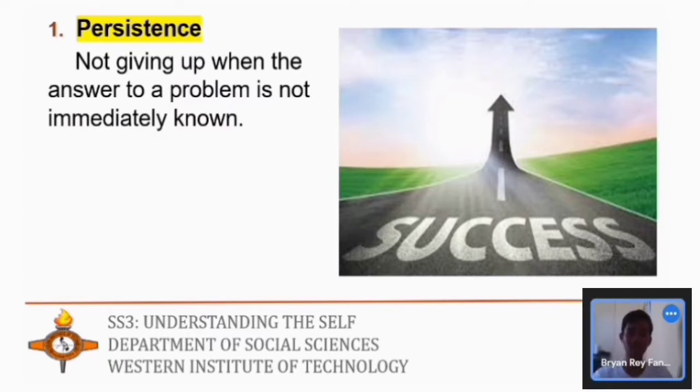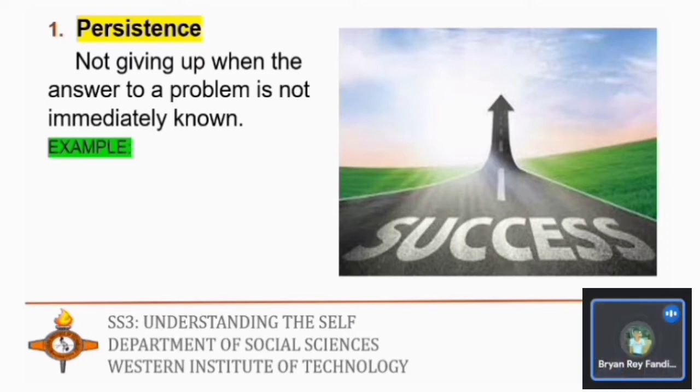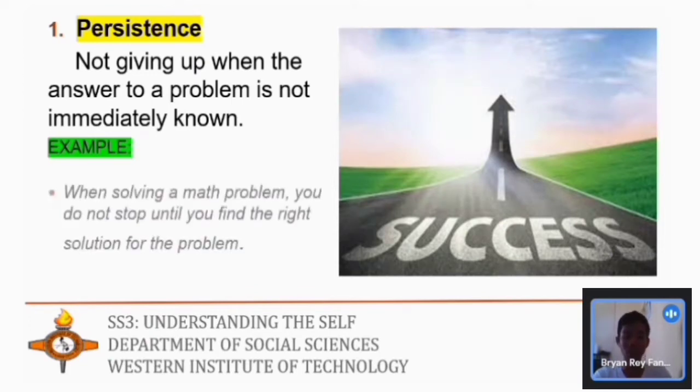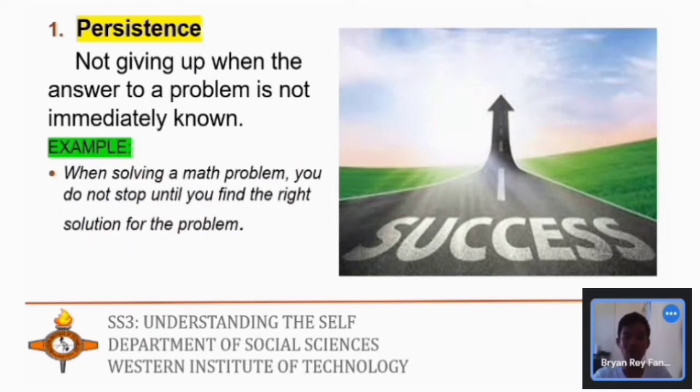Persistence is not giving up when the answer to a problem is not immediately known. They often say, I can't do this, it's too hard, or they write down any answer to get the task over with as quickly as possible. They don't take the time to analyze the problem to develop a system of problem attack. For example, when solving a math problem, you do not stop until you find the right solution for the problem.